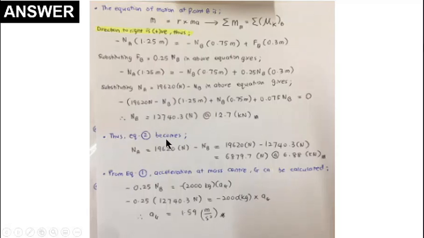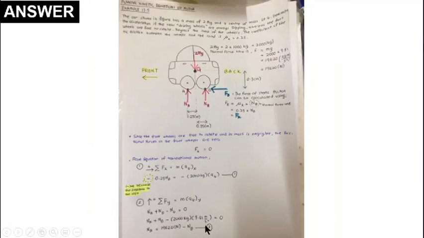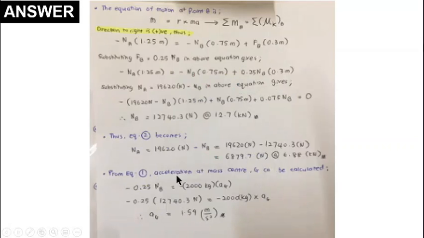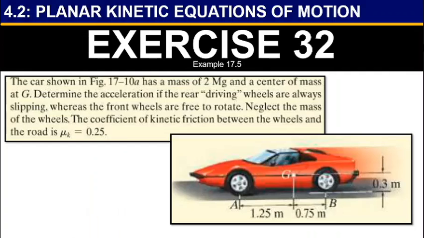Equation 2 from just now can be used to determine the normal force at point A. Once we determine the normal forces at points B and A, we can calculate the acceleration at the mass center from equation 1. That's all for this question.